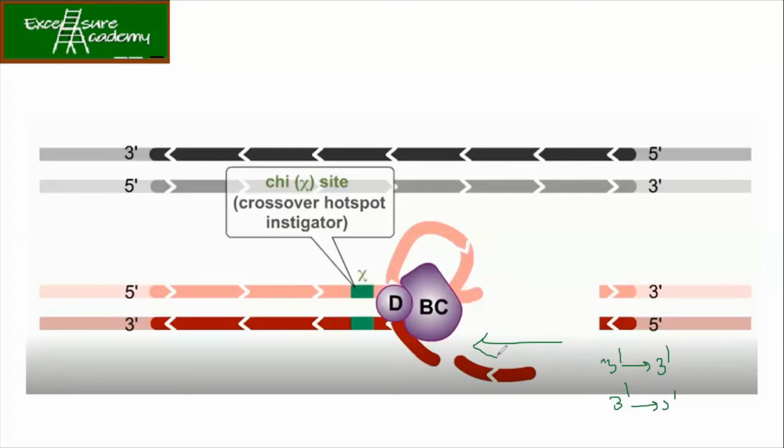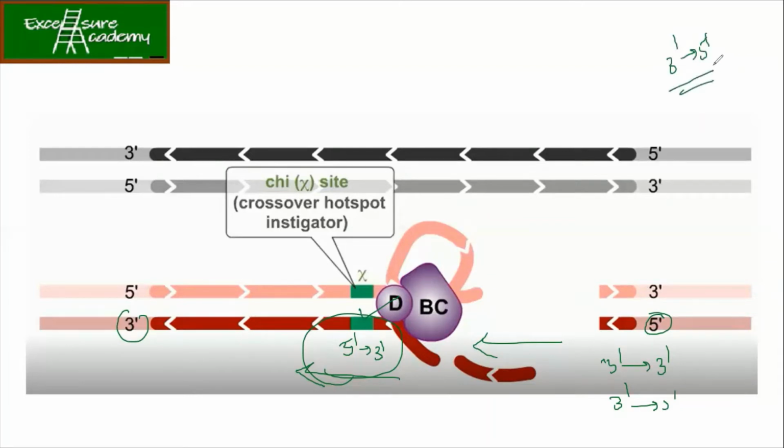It is clear from the figure. Akshaya, what do you think? What is the answer? 5 prime to 3 prime. Yes, you can see 5 prime to 3 prime. It is moving like this, so it is 5 prime to 3 prime direction. So it means your D is activated. That is your D. If you remember, B has got your 3 prime to 5 prime helicase activity.